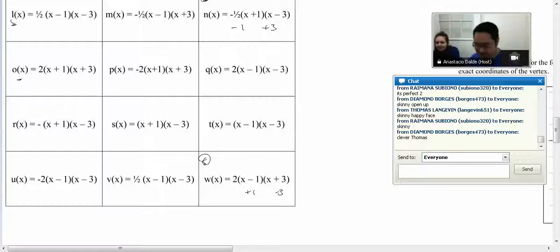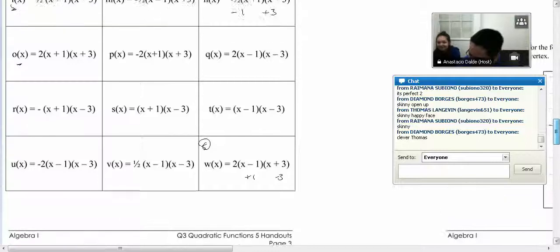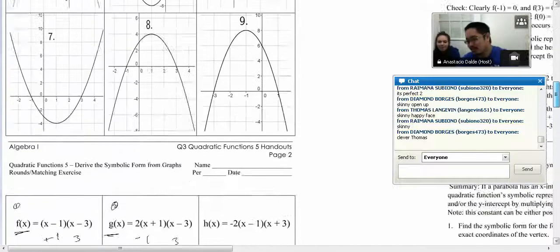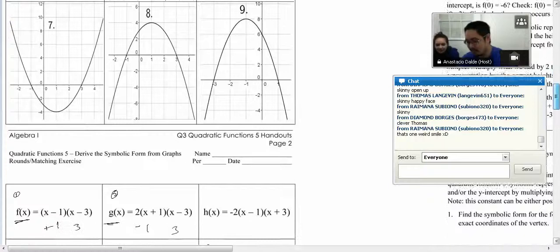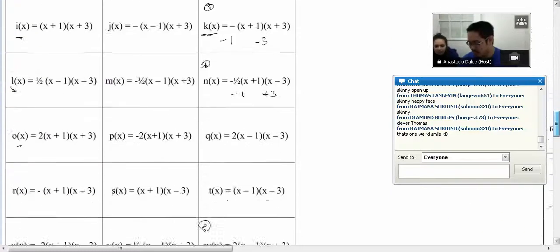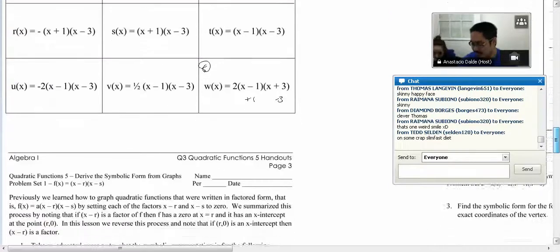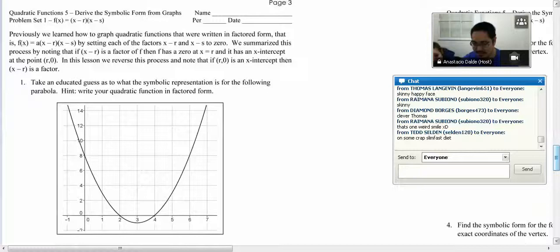Alright. And then what you would do is match up these parabolas with whatever these ones are. Like they would obviously have to cross at negative 1 and 3 or something like that, and they would be a skinny happy one. We cool? We're cool. Alright. That's it.